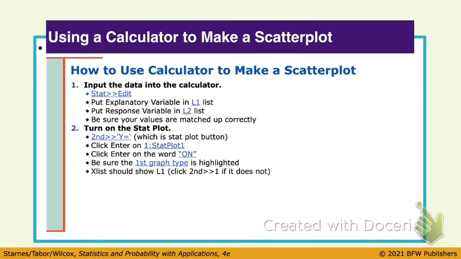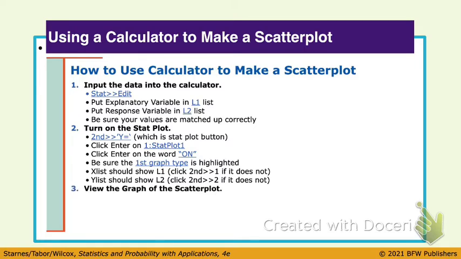Look at where it says X list. It should say L1. If it does not say L1, then put second and the number 1 to make it say L1. That is, of course, if you put your explanatory data into L1. Then your Y list should say L2. That is second and the number 2.